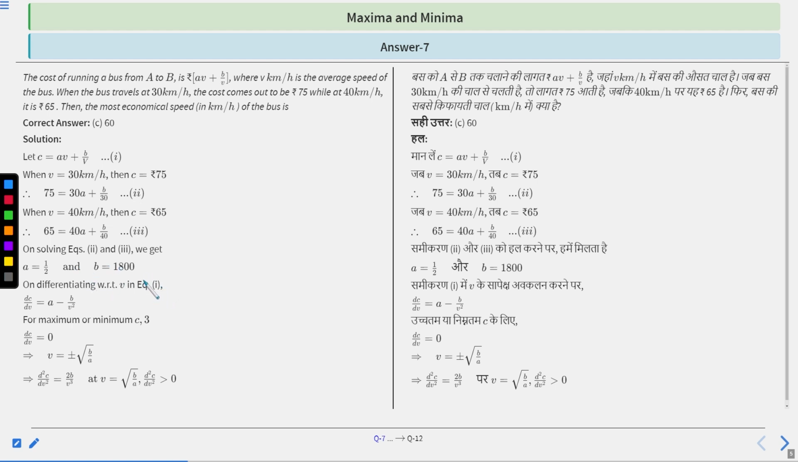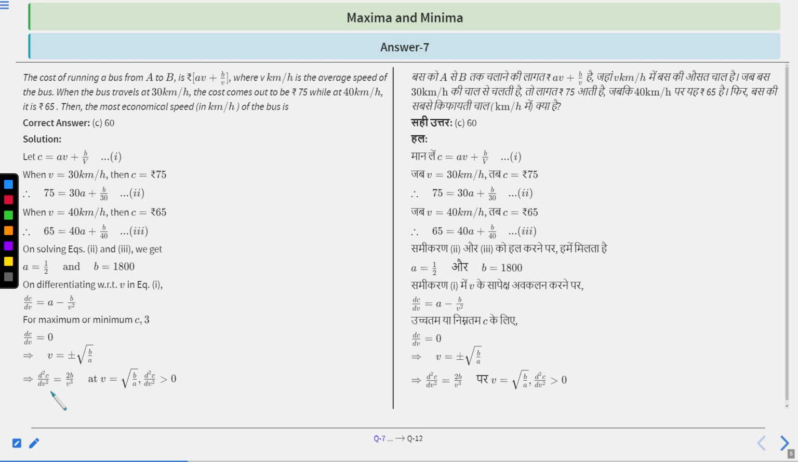On differentiating with respect to V in equation 1, dC upon dV is equal to A minus B by V square. For maximum or minimum C, dC upon dV is equal to 0. Clear? Therefore, V is coming out to be plus minus root over B upon A. Now, let's calculate d square C upon dV square. d square C upon dV square will be 2B upon V cube.